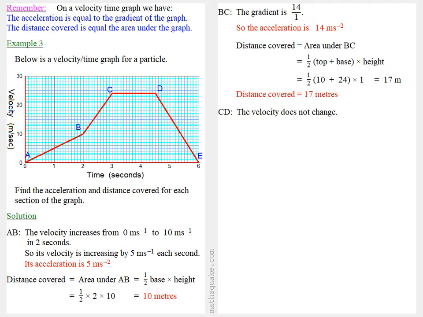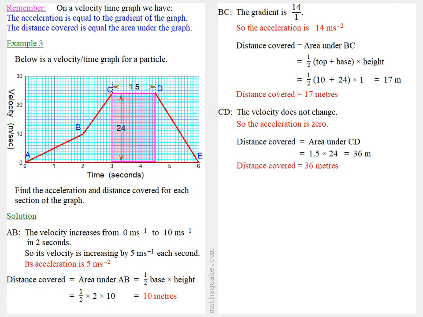Now in section CD the velocity does not change, so the acceleration is 0. The gradient of the line CD is also 0. The distance covered is simply the area of the rectangle under CD. So that's the width times the height. Now the width is 1.5 and the height is 24. So that's 1.5 times 24, which is equal to 36 meters. So the distance covered is 36 meters.